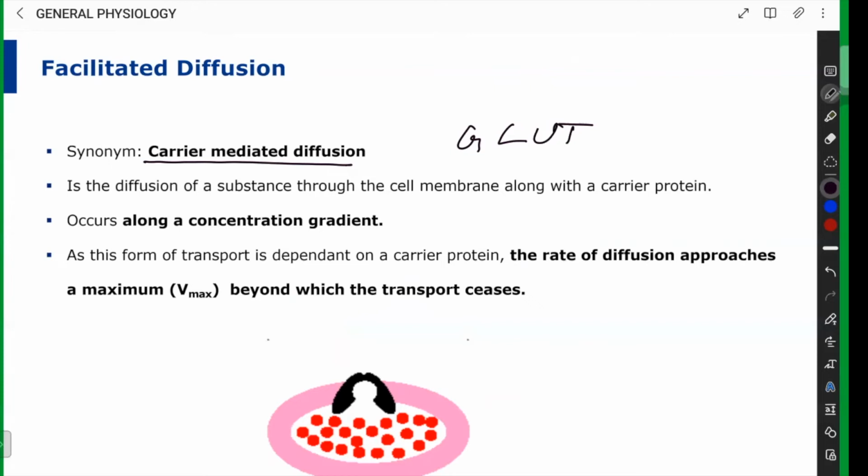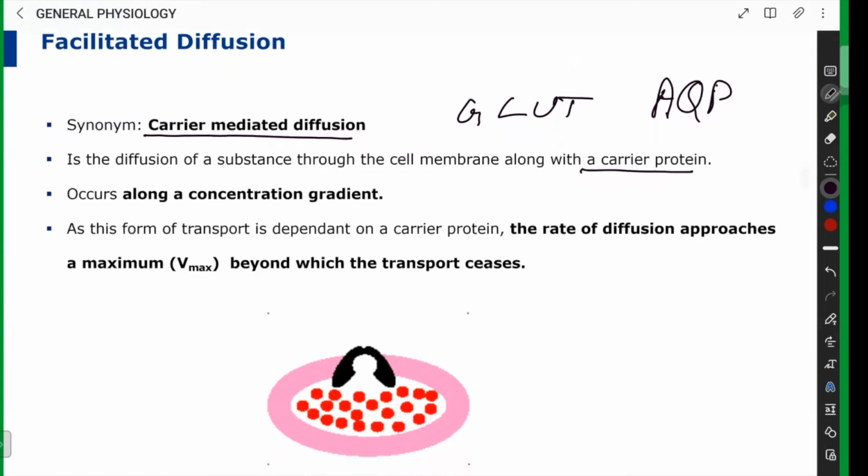Another example is aquaporins. All aquaporins work by facilitated diffusion. There are 12 aquaporins, and aquaporin 6, aquaporin 7 and aquaporin 11 are present in your kidney. All these things are very important. So the diffusion of a substance occurs through the cell membrane with the help of a carrier protein.